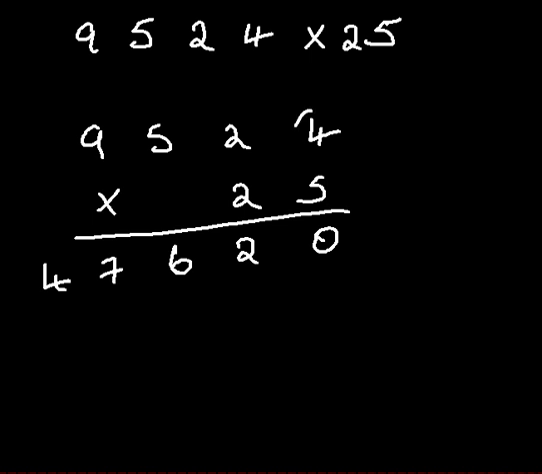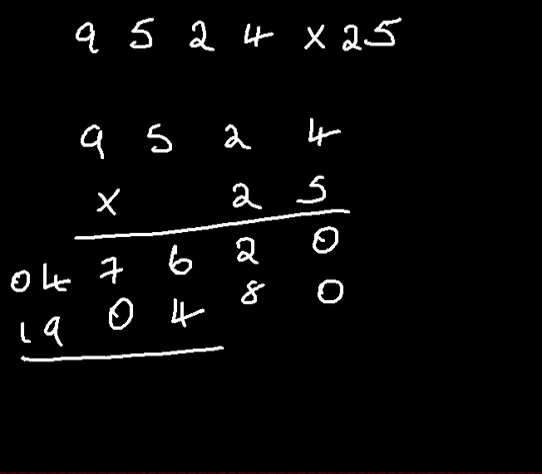So 2 times 4, that is 8. So we'll have 8 here. 2 times 2, that is 4. And 2 times 5, that is 10. We'll put 0 and keep 1. And 2 times 9, that is 18, and 18 plus 1, that is 19. Like that. So as it stands here, there is a 0, and also here there is a 0. So in that case, we'll have to add these numbers like that.